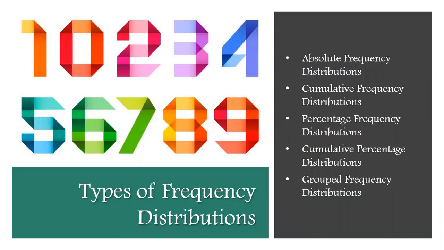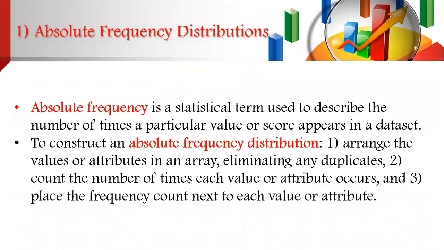Now here are the 5 different types of frequency distributions that we will discuss in this segment. Absolute frequency is a statistical term used to describe the number of times a particular value or score appears in a data set. To construct an absolute frequency distribution, we would first need to arrange the values or attributes in an array, eliminating any duplicates. Next, we would need to count the number of times each value or attribute occurs. And finally, we would need to place the frequency count next to each value or attribute.